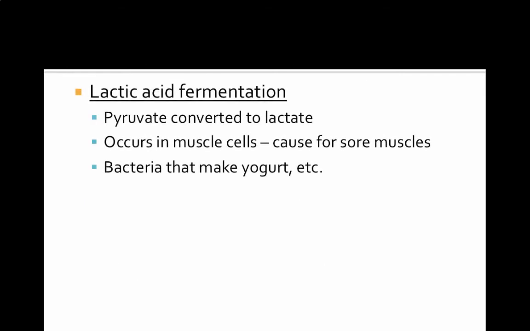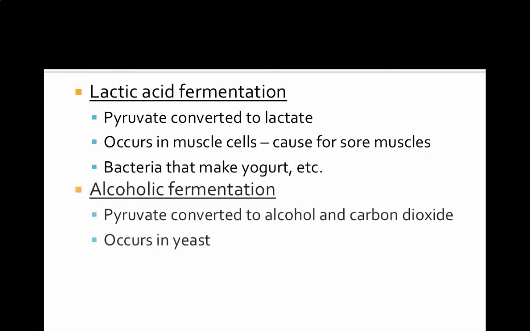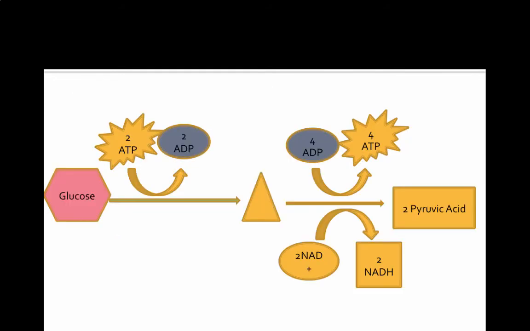So, lactic acid fermentation, just an overview. Pyruvate is converted to lactate. It occurs in muscle cells and is the cause for sore muscles. Bacteria is one of those things that will do lactic acid fermentation, like the bacteria that make yogurt. Alcoholic fermentation is where we convert pyruvate to alcohol and carbon dioxide, and it occurs in yeast. And this is an overview of that process of glycolysis.